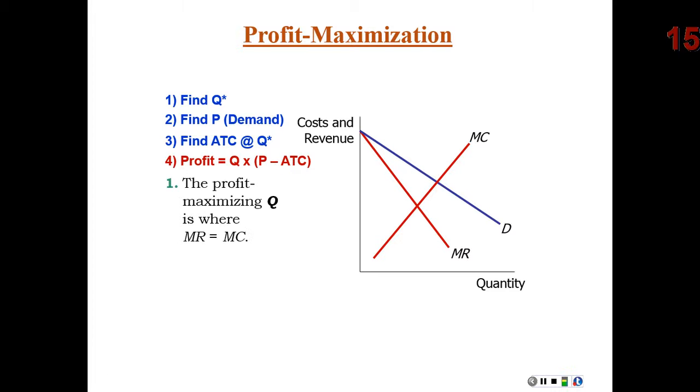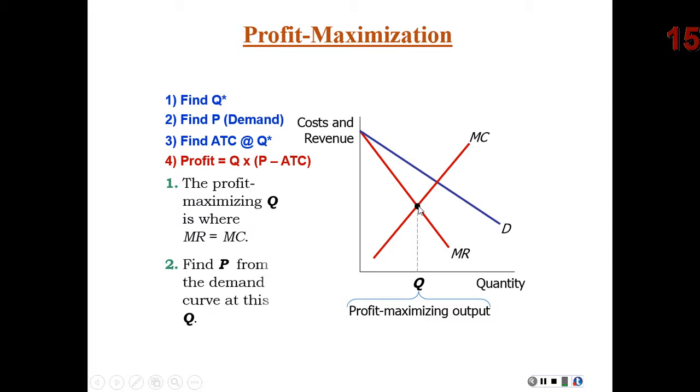Okay. So first, let's find Q star. Q star is going to be where MR equals MC, right? That's going to be our profit maximizing or loss minimizing level of output right there, where marginal revenue equals marginal cost. Now, step 2 is we're going to take on this plane, go up to the demand curve, and then over to the y-axis. That's going to give us the price the monopolist will charge.